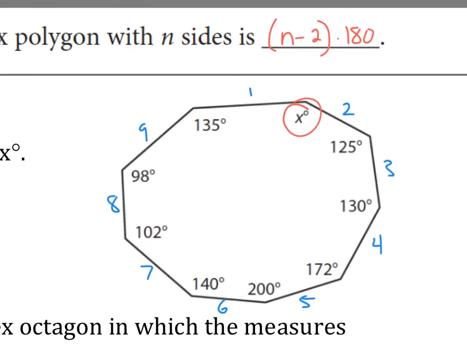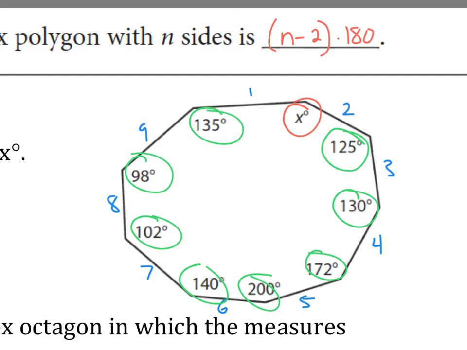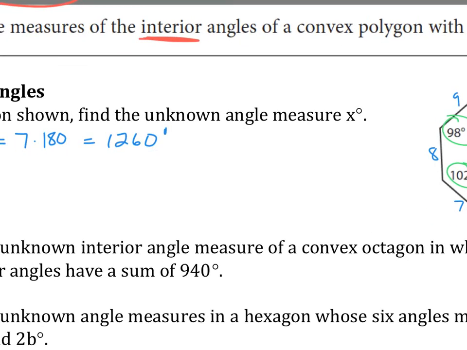Now you can write this all in one step if you want, but that would be a lot of writing and it's going to be a really long strand. So what I would do is simply take each of my angles here, my interior angles, and add them all up. So we have 125 plus 130 plus 172 plus 200 plus 140 plus 102 plus 98 plus 135 gives us 1,102.